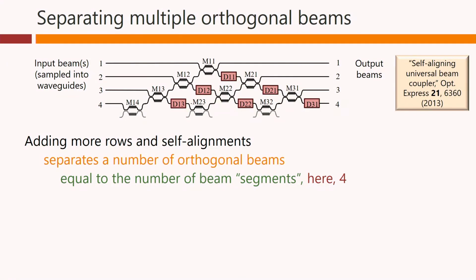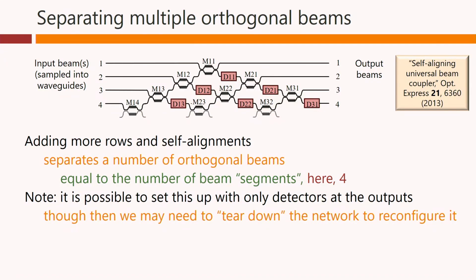Adding more rows and self-alignments separates a number of orthogonal beams equal to the number of beam segments, here 4, the 4 waveguides. Note, incidentally, it's possible to set this up with only detectors at the outputs instead of these embedded detectors, though then we may need to tear down the network to reconfigure it. But we could still run with only detectors at the outputs to perform this kind of self-configuration.